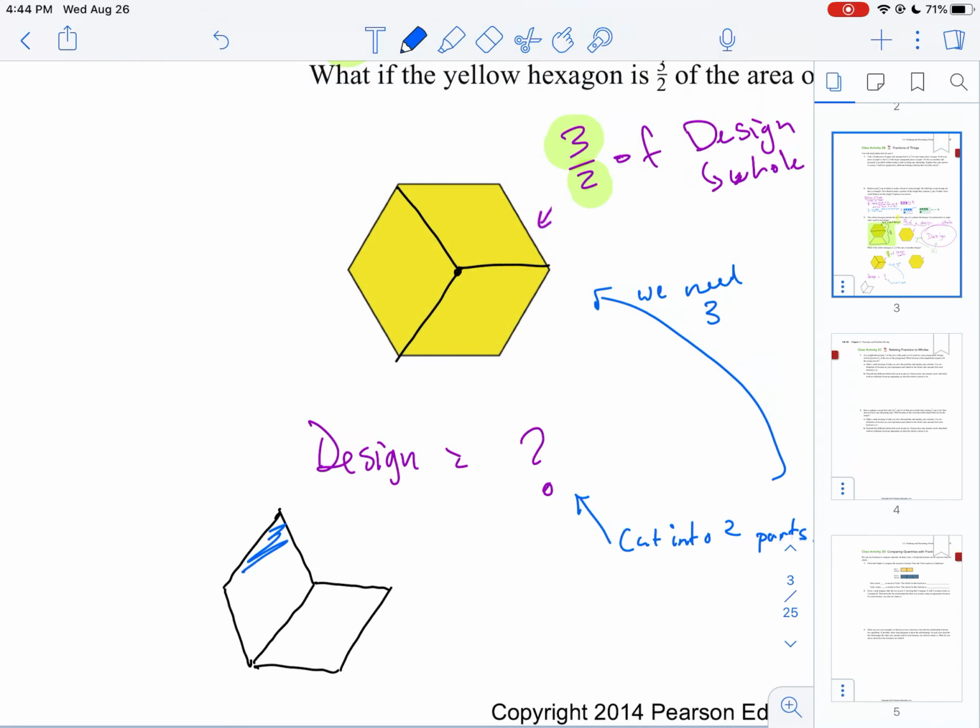And actually, if you have the pattern tiles, a lot of times the rhombuses are blue. And so this is the original design.